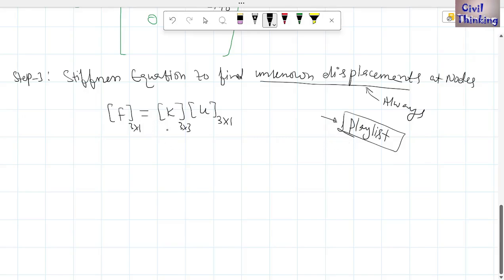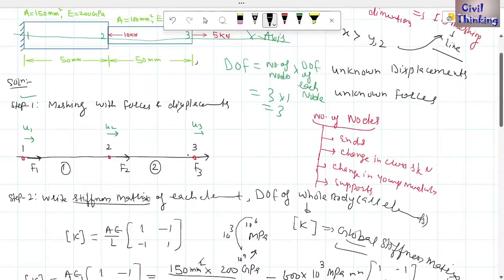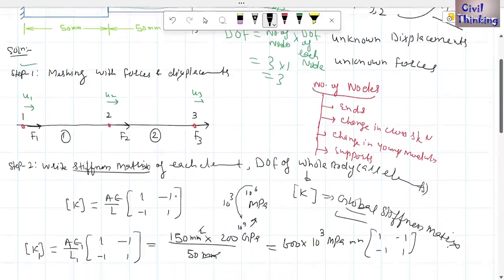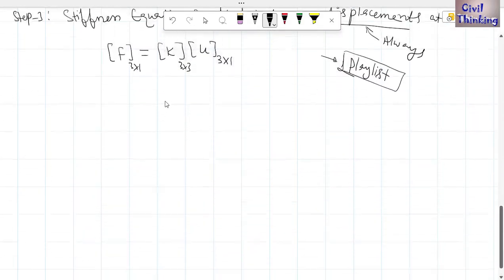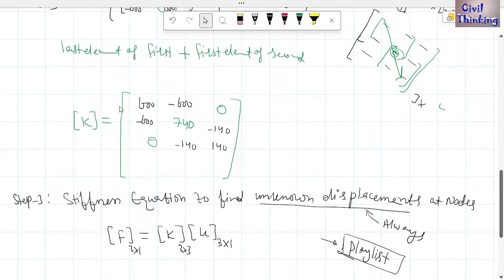Why is it 3 cross 1? Because they are only on the nodes. Force on the nodes and displacement on the nodes, because we have only 3 nodes, as you can see here: nodes 1, 2 and 3. So F1, F2, F3 will be the load matrix, and U1, U2, U3 will be the displacement or U matrix. So here it is F1, F2, F3, and we have the K matrix.